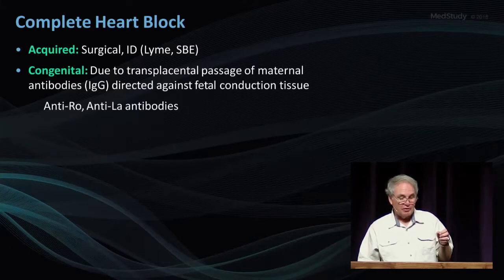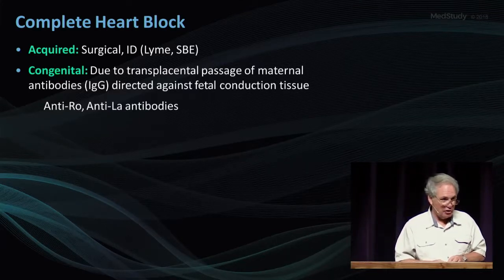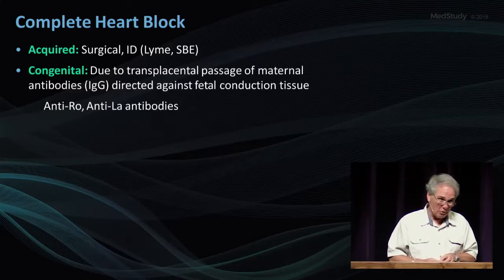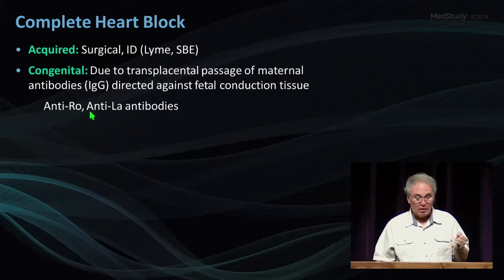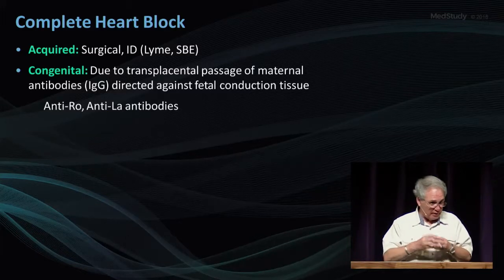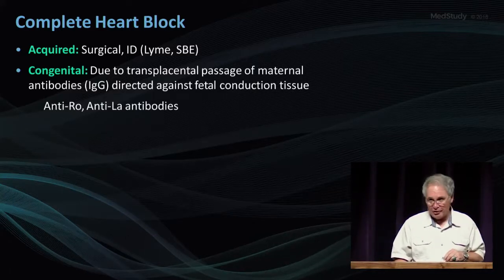But the case we just did our audience response question on was congenital heart block, which is due to the transplacental passage of maternal antibodies, IgG, directed against fetal conduction tissue and the myocardium as well. And in these moms, you can measure anti-Ro, anti-La antibodies, and they have an underlying either overt or indolent collagen vascular disease, making antibodies that injure the fetal conduction system.